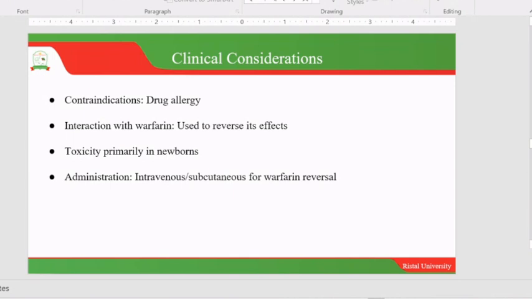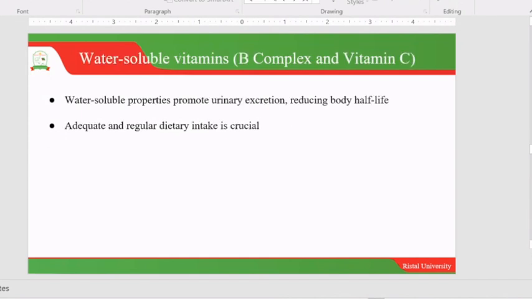So we're talking about its contraindications, if the drug is presenting an allergic reaction, but also we are saying interaction with warfarin, and the medication warfarin is taken by individuals to help regulate blood clotting. Yeah, and we had also said that its primary toxicity is in the newborns, and also we had talked of its routes of administration being intravenously and subcutaneously if we are trying to counteract the effects of warfarin.